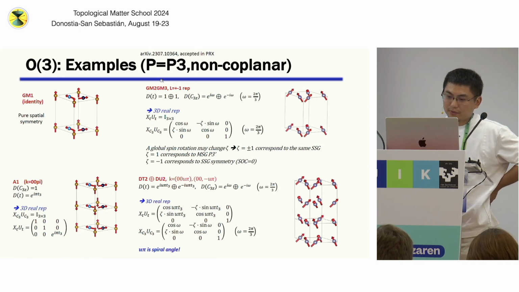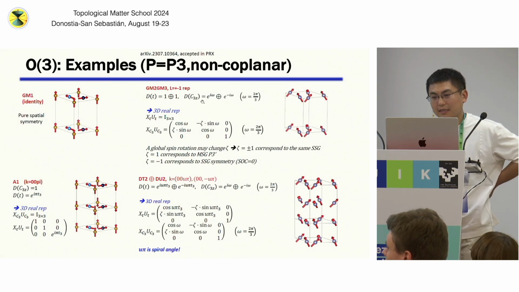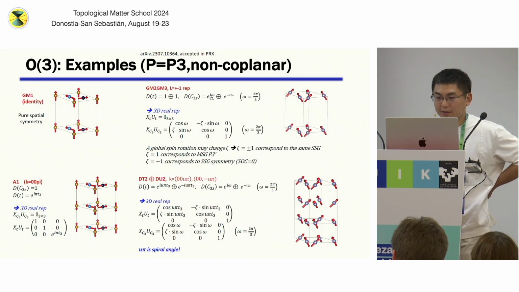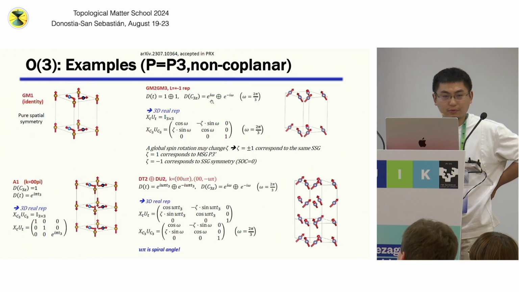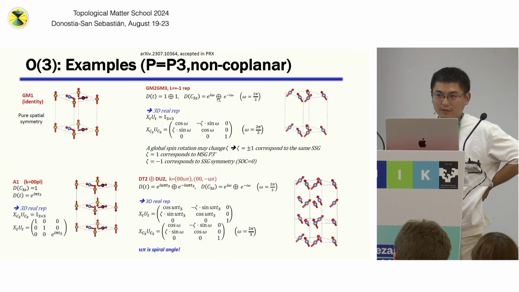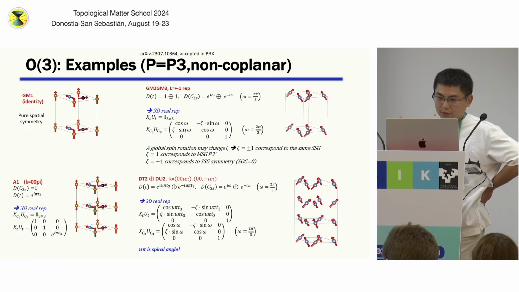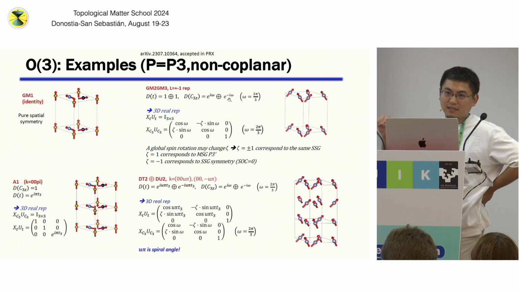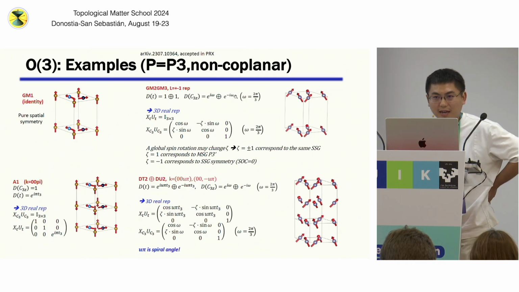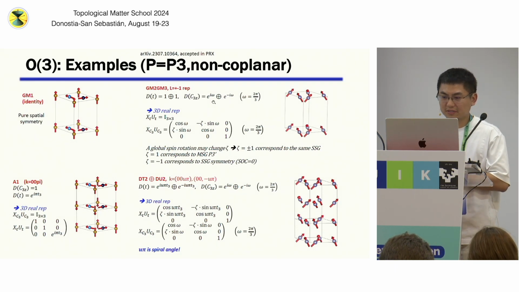So let's consider this gamma 2, gamma 3 representation. Actually, this gamma 2 representation has a complex eigenvalue e to the I omega under the C3 rotation. And this representation is not real. It's a complex representation. So to form a real representation, we must add its complex conjugate, e to the minus I omega. And this representation is referred to as gamma 3. So they together form a real representation.